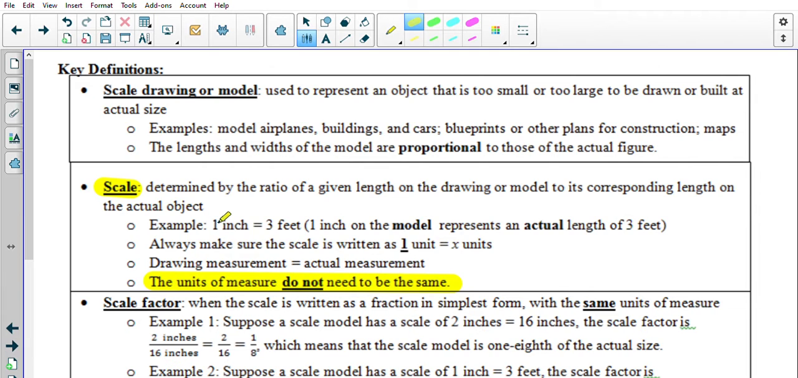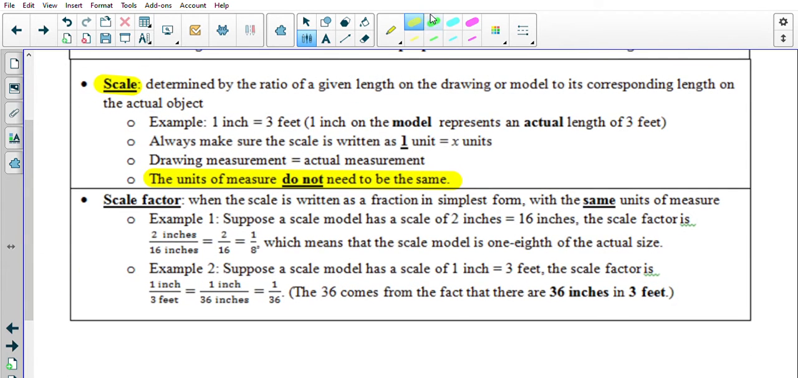An example would be 1 inch equals 3 feet. Now we know 1 inch isn't truly equivalent to 3 feet, but 1 inch on the model represents an actual length of 3 feet. We have to have some sort of scale on that drawing to know what those measurements actually represent. Our scale is always going to be written in the form 1 unit equals some other number. So you might sometimes see 2 centimeters equals 5 meters or something like that. But we will always write it in terms of 1 unit on the left-hand side of your equal sign.